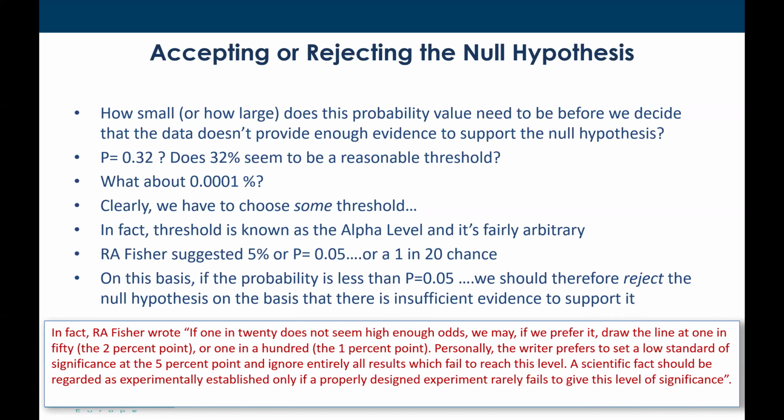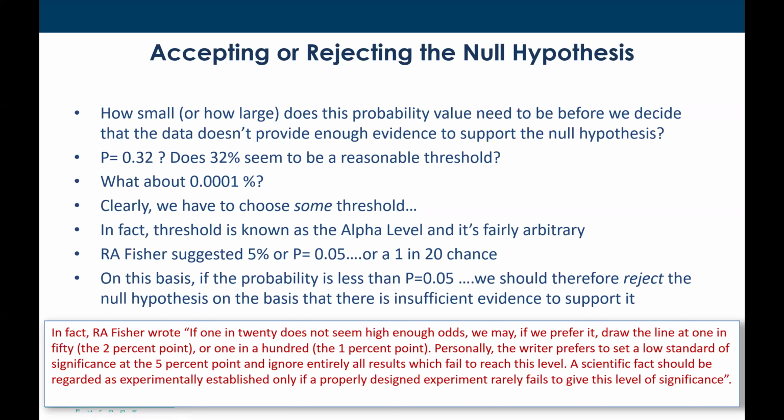Personally, the writer prefers to set a low standard of significance at the 5% point and ignore entirely all results which fail to reach this level. A scientific fact should be regarded as experimentally established only if a properly designed experiment rarely fails to give this level of significance. He might well have said it should be at a 1% point, but people agreed with the 5% mark. Why? Because it's a round number. It's utterly arbitrary and it has caused issues in the past.